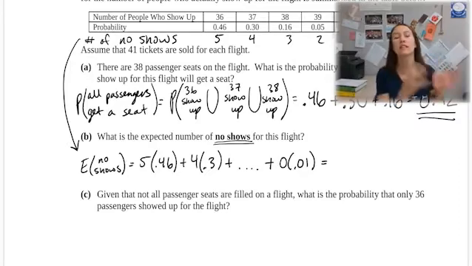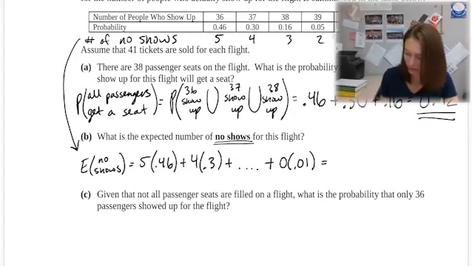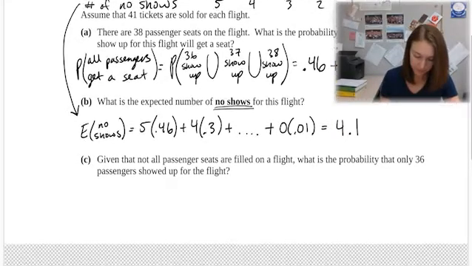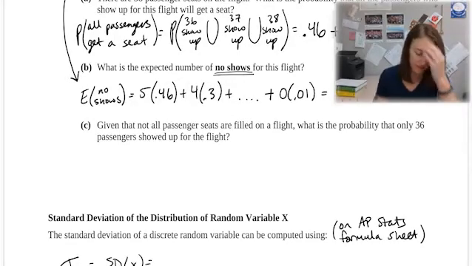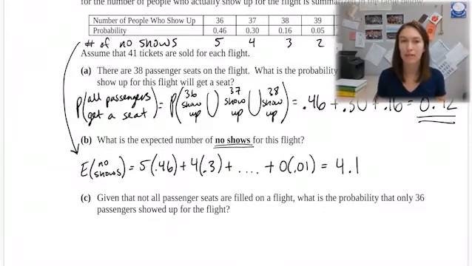Make sure you show at least 1 or 2 at the beginning, a plus, another plus, and at least 1 or 2 at the end. And if I plug that in my calculator, all the pieces, including the parts I didn't show on my paper here, I get an expected value of 4.1. So you would expect 4.1 people not to show up.